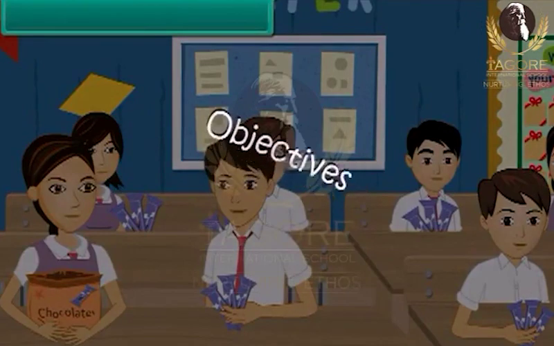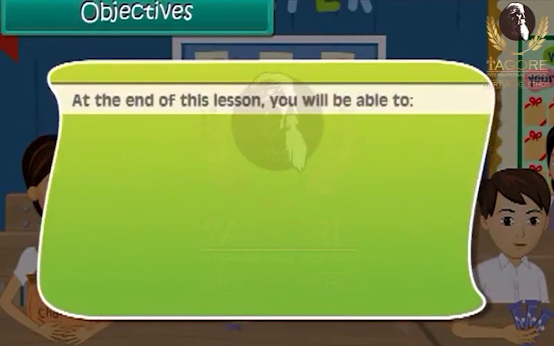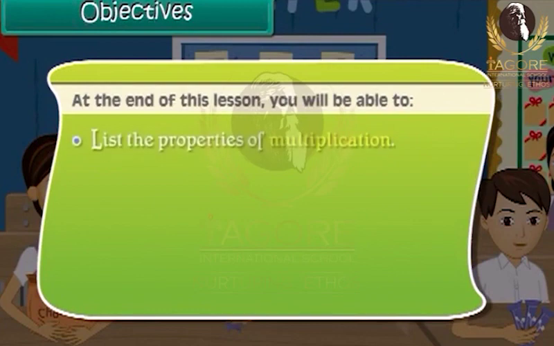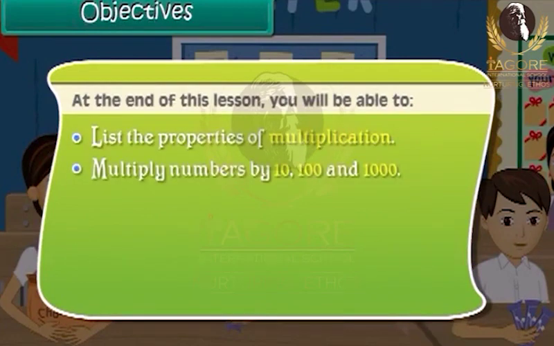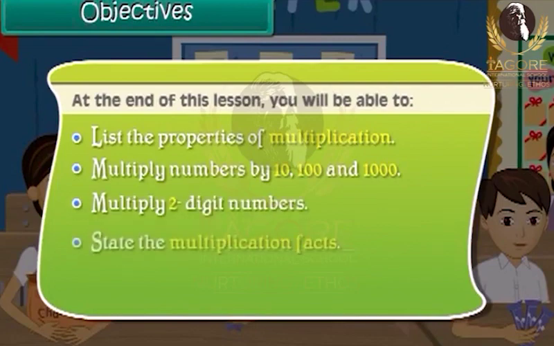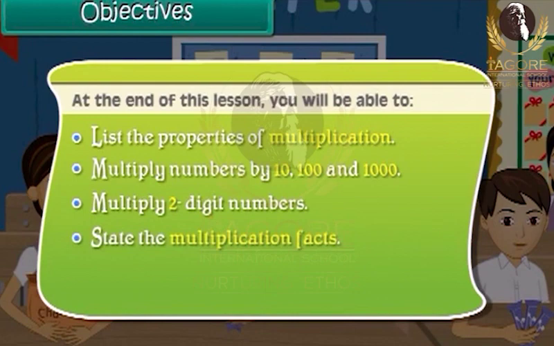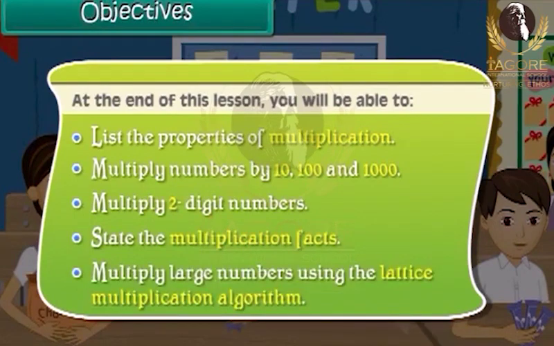Objectives. At the end of this lesson, you will be able to list the properties of multiplication, multiply numbers by 10, 100 and 1000, multiply 2-digit numbers, state the multiplication facts, and multiply large numbers using the lattice multiplication algorithm.